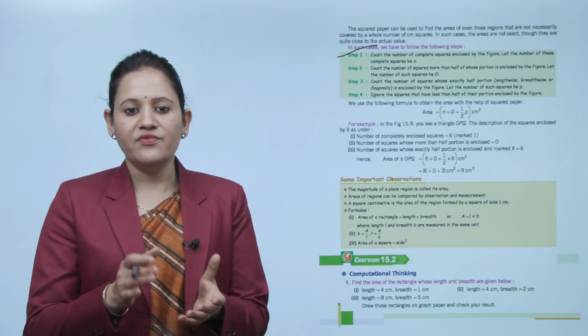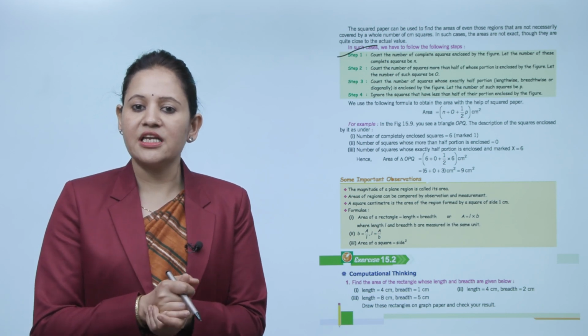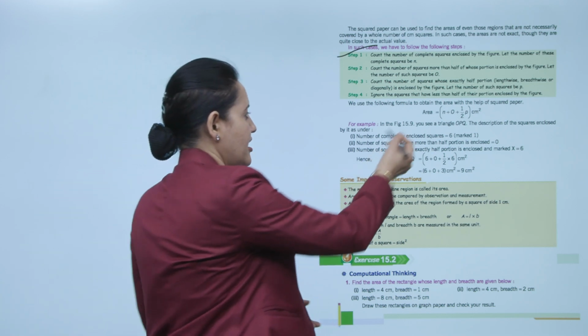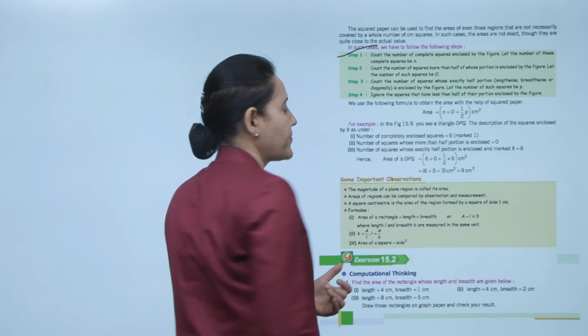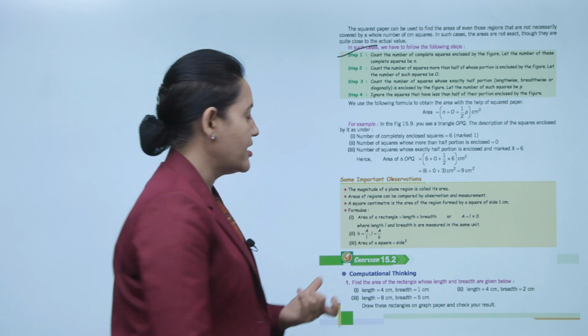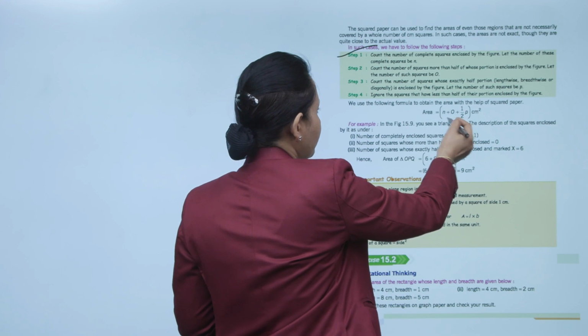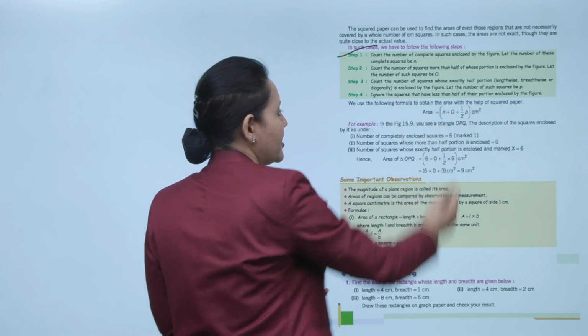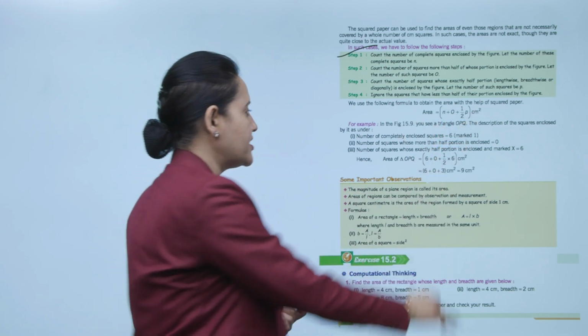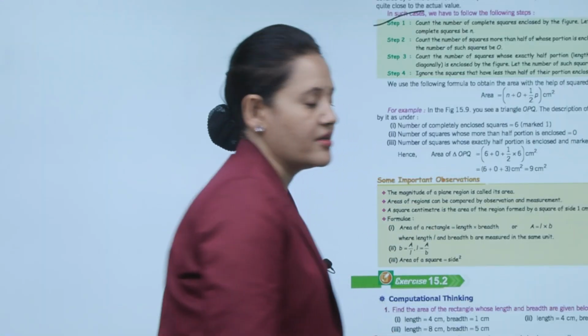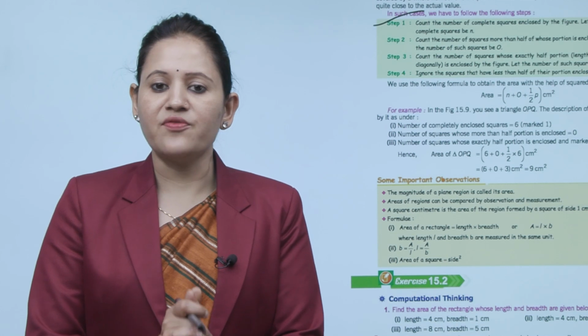So, we use the following formula to obtain the area with the help of squared paper. Area equals N, the number of complete squares, plus O, the number of squares occupying more than half area, plus the number of squares occupying exactly half area, 1 by 2 P, centimeter square. So, this way we can find the area.